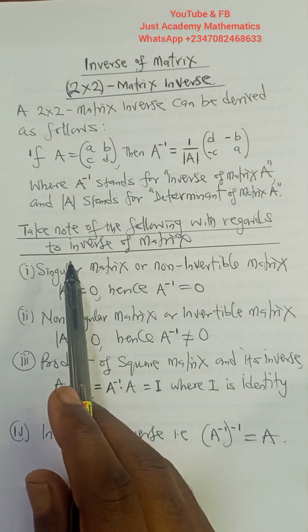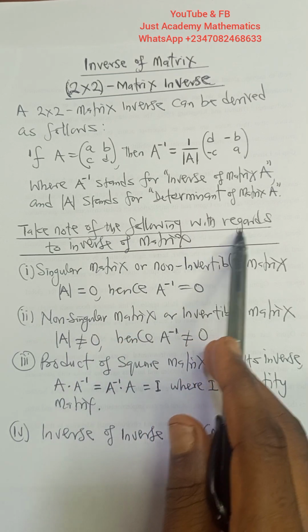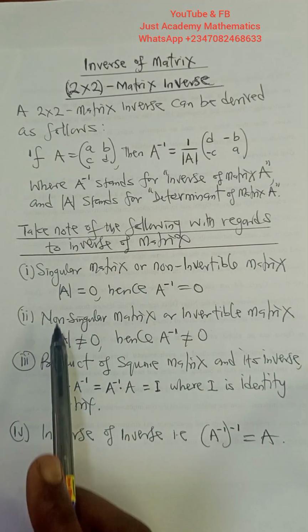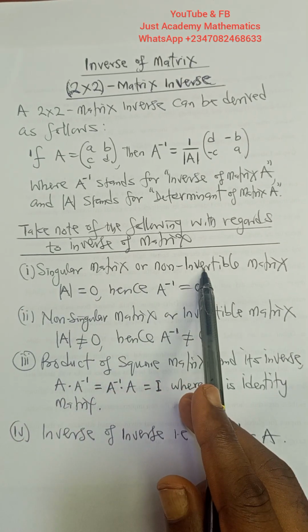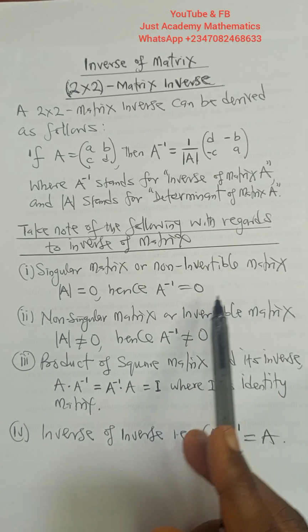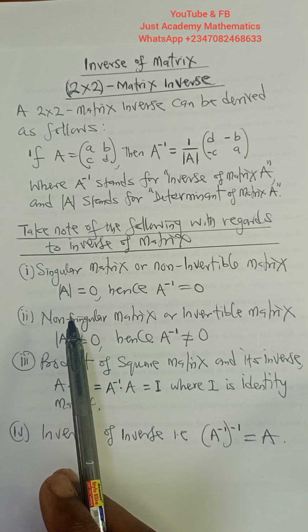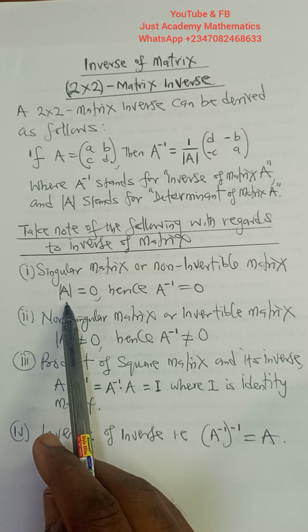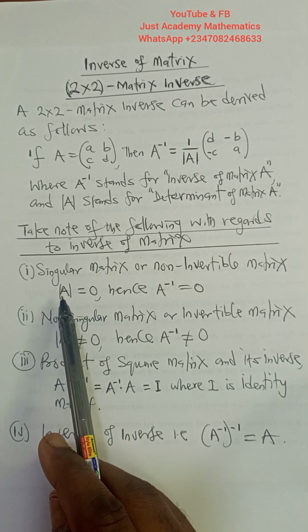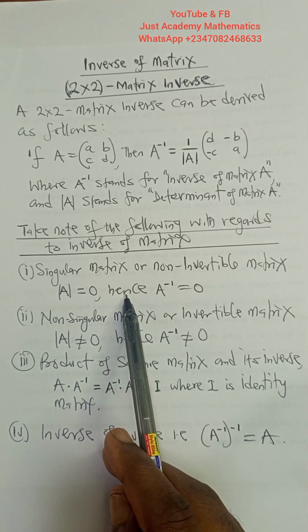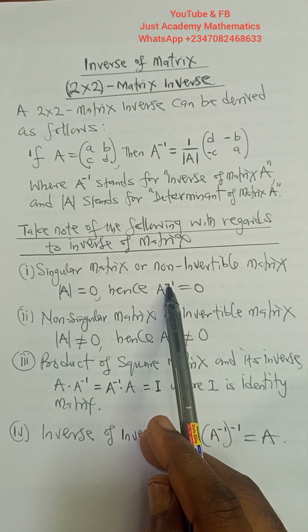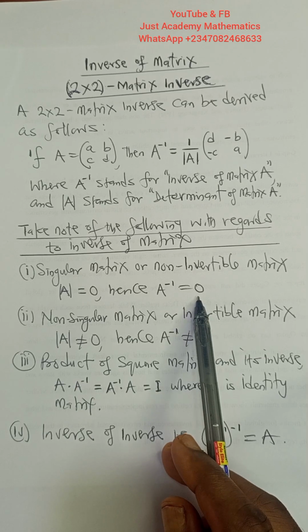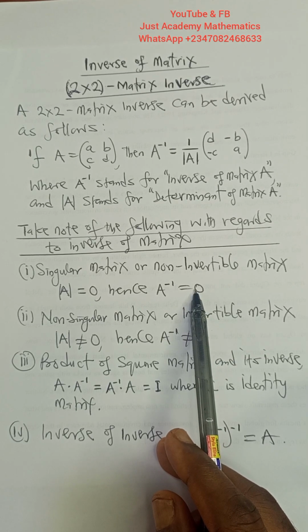But take note of the following with regard to inverse of matrix. There are a number of things I want you to take note of. 1, singular matrix or non-invertible matrix means that the determinant of that matrix is equal to 0. And because the determinant is 0, that matrix does not have an inverse. I get what I'm saying?